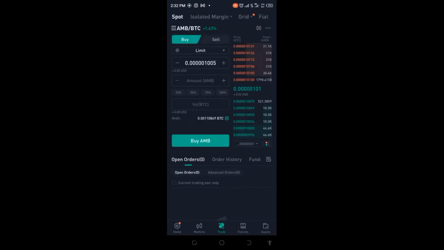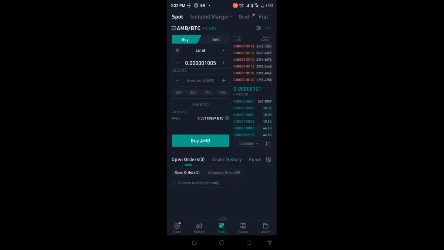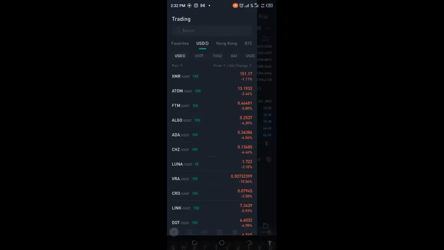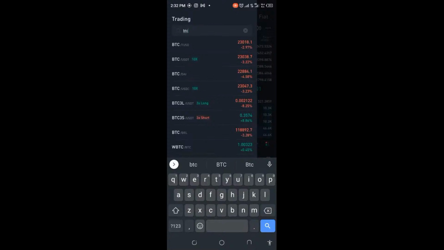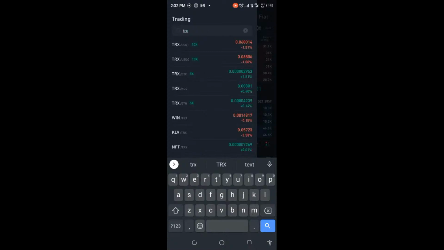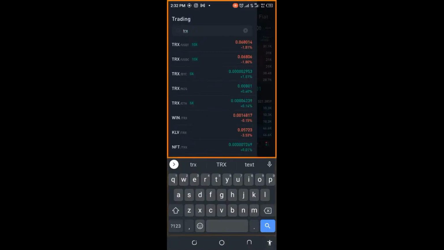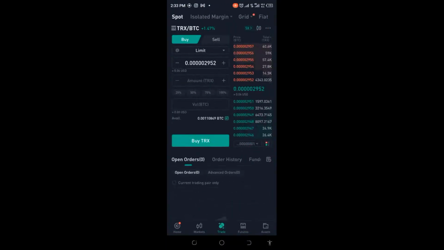So what do we have here? We have no AMB, but we have our BTC. What we're going to do now is change this to TRX and then send it over to Binance. So let's change this to TRX. That should be BTC. Yeah, so now we're going to change this to TRX. What am I saying? We're going to sell this. No, we're buying actually. We're going to buy completely, and let's see how that is going to go.